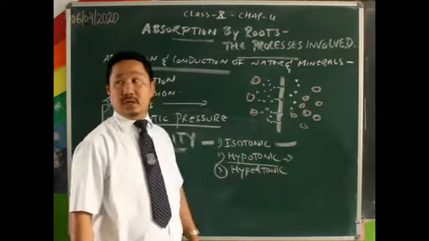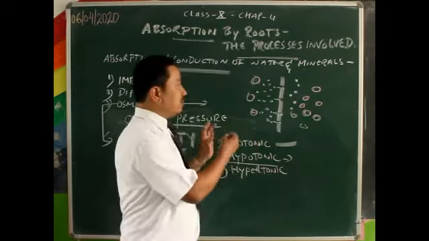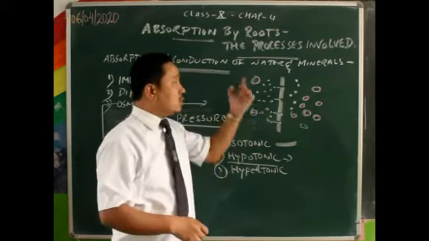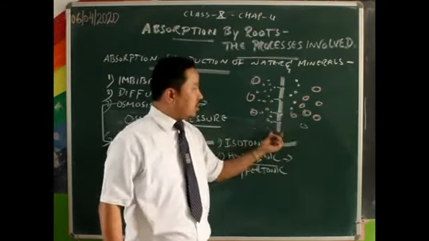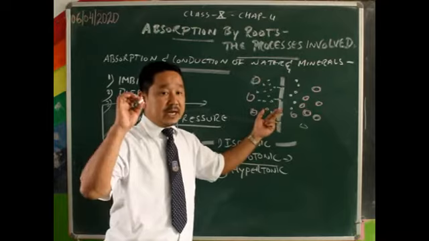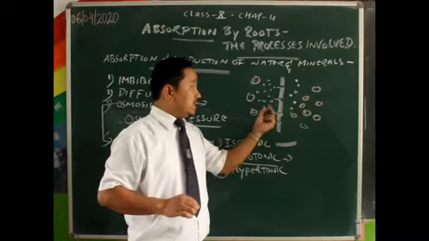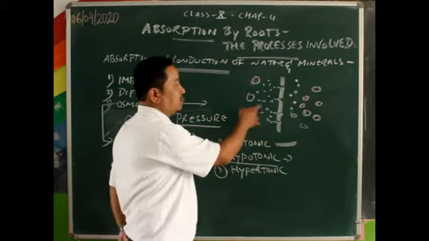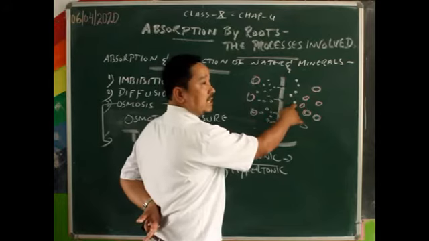Another one is hypotonic. A hypotonic solution is the solution in which the water molecules outside the cell are more than the water molecules inside the cell. Now see, hypotonic, which I have drawn here. The diagram which I am trying to explain is indicating the cell in the hypotonic solution. Here what we find is that the water molecules outside are more than the water molecules inside the cell.